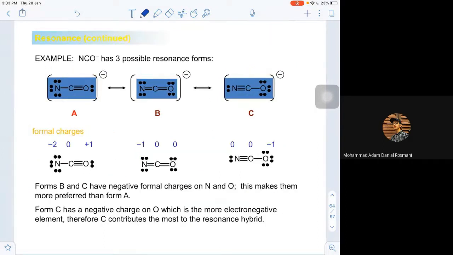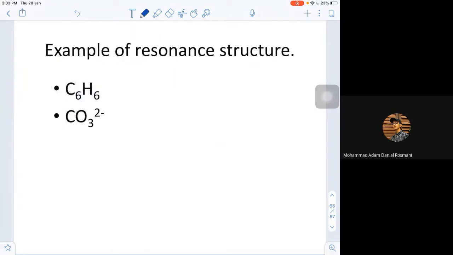Another example of a molecule that forms resonance structures is benzene, and also carbonate. Benzene is C6H6. If we try to draw the Lewis structure of C6H6, starting from the number of electrons, it has 6 carbon, so 6 multiplied by 4 will be 24 electrons. And then it has 6 hydrogen, so 6 multiplied by 1 equals 6. Total will be 30. And do the atom placement.